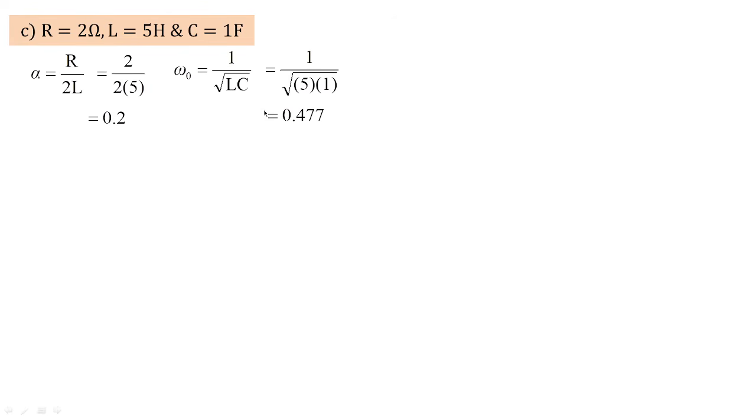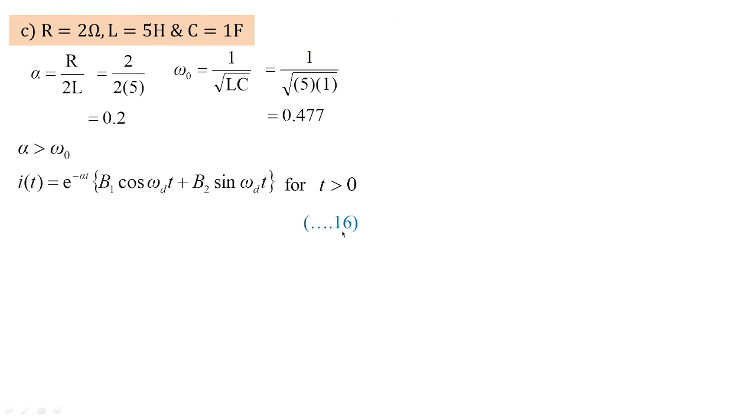Let us go with the final approach where resistance value is 2 ohms, inductor value is increased to 5 Henry, capacitance remains 1 Farad. So likewise we are going to calculate alpha, which is 0.2. We are going to get omega naught, which is equal to 0.477. Now clearly here alpha is greater than omega naught, and this general solution of I of t is equal to e to the power of minus alpha t, b1 cos omega d t plus b2 sin omega d t for t greater than 0.